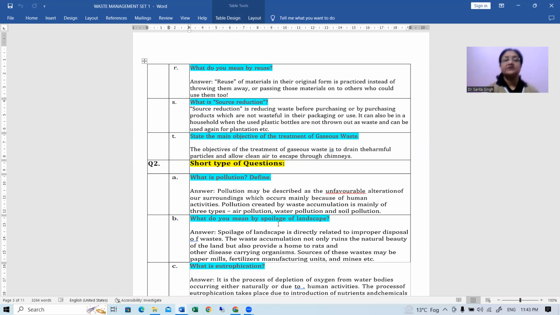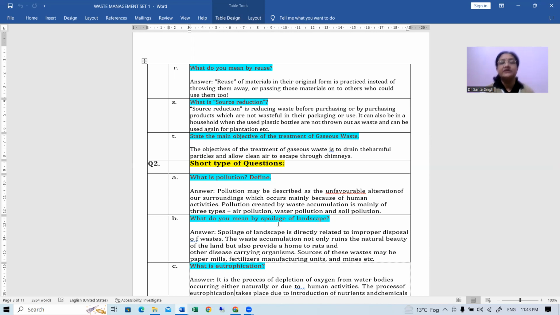Or we can say that reuse of materials means, when we have had our cold drinks and all, generally we just throw away the bottles, right? So these bottles can be washed again and used for different purposes. As a pot also we can use them to grow a plant in. Otherwise we can use them for keeping water. So there are different ways we can use it.